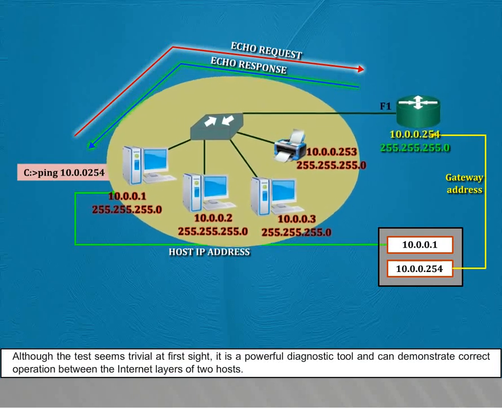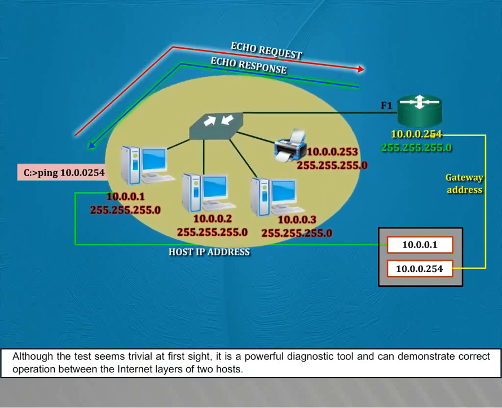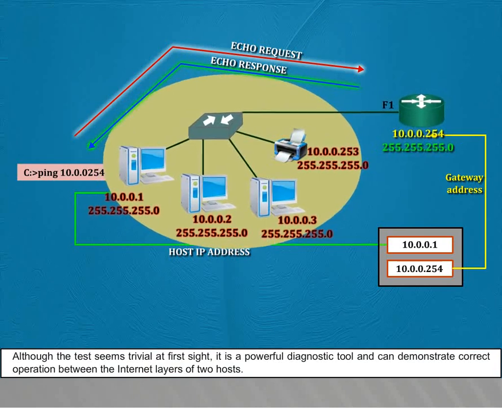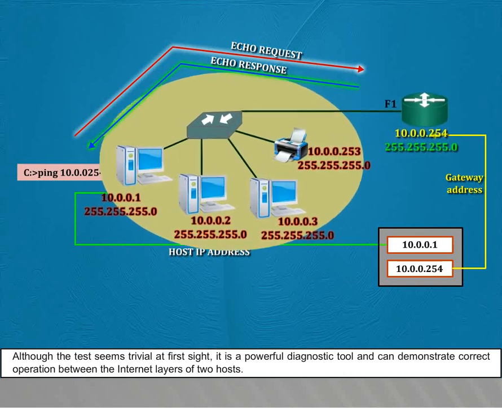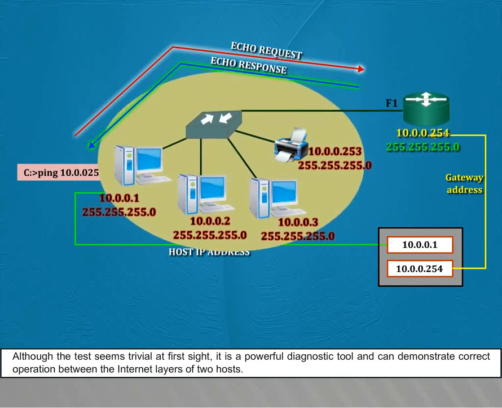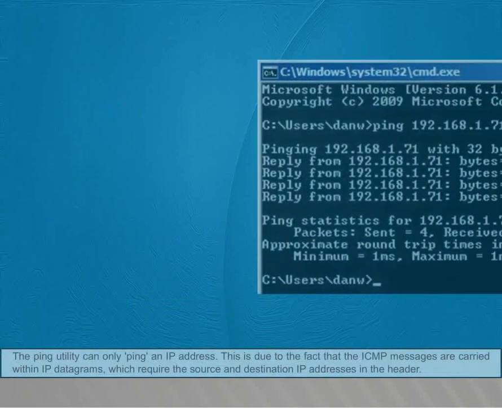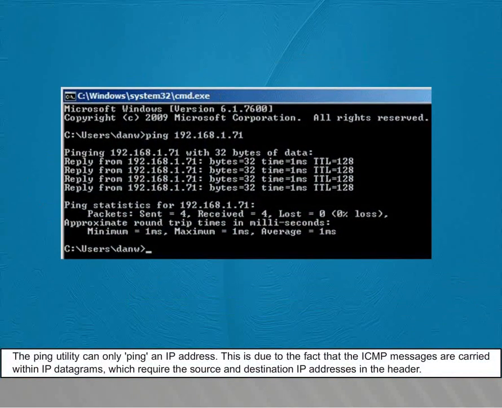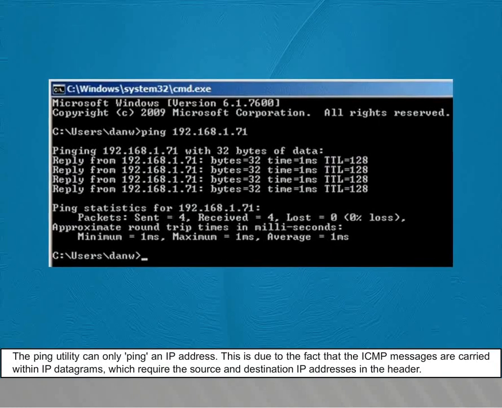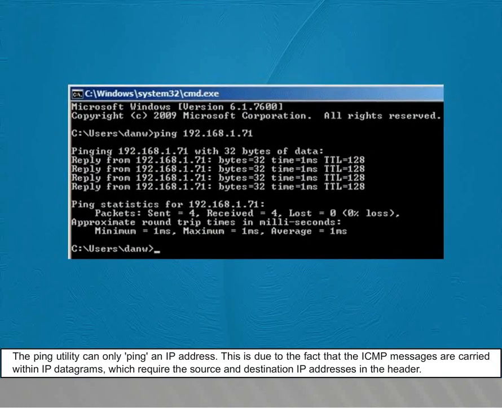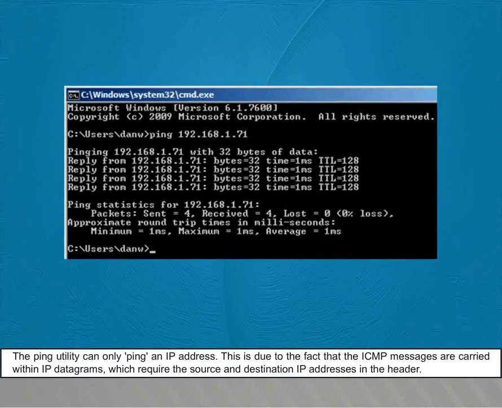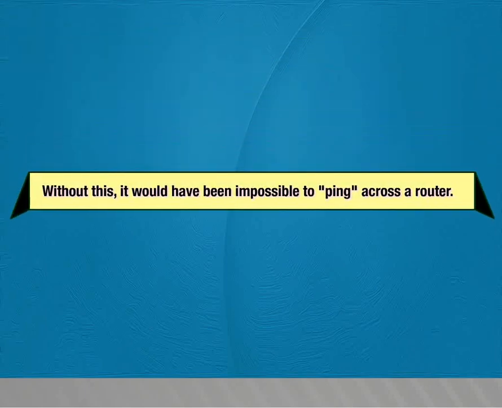Although the test seems trivial at first sight, it is a powerful diagnostic tool and can demonstrate correct operation between the internet layers of two hosts across a WAN regardless of the distance and number of intermediate routers involved. The ping utility can only ping an IP address. This is due to the fact that the ICMP messages are carried within the IP datagrams, which require the source and destination IP addresses in the header. Without this, it would have been impossible to ping across a router.